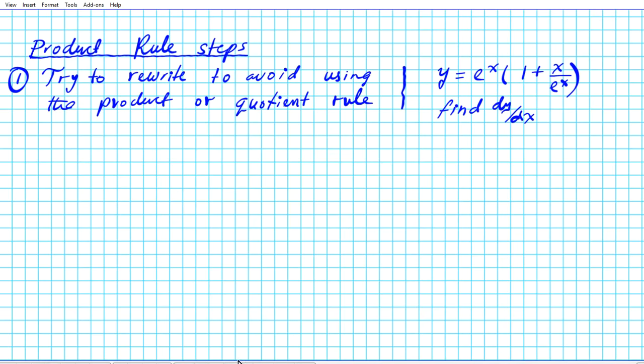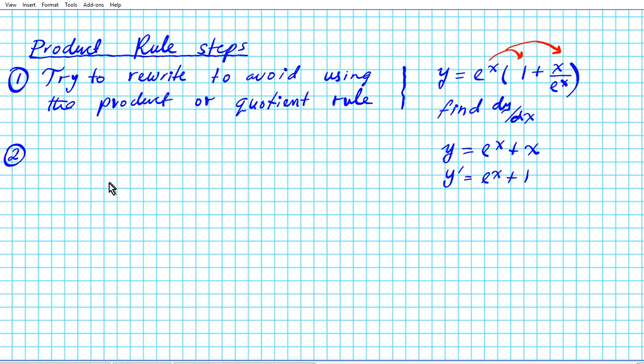In this case, if I just simply distribute e to the x first before differentiating, I'll have y equals e to the x plus, that cancels out, x. And then the derivative is simply going to be e to the x plus 1. So just by rewriting to avoid using the product rule, we have been able to considerably simplify the problem. So when using the product rule, try to avoid using it if possible. That's step number one. Now, in certain cases, you cannot avoid using the product rule.